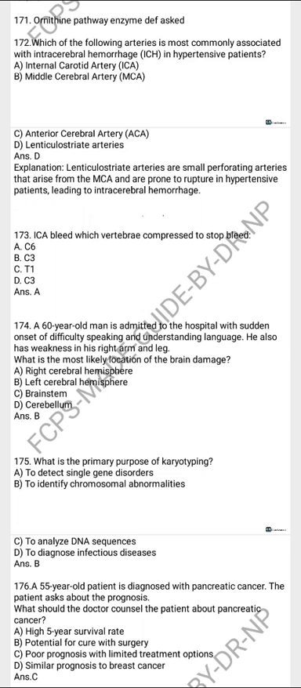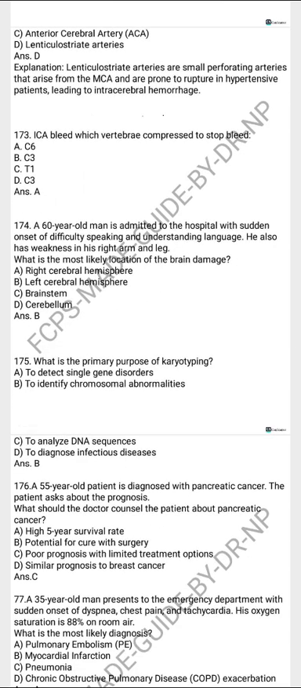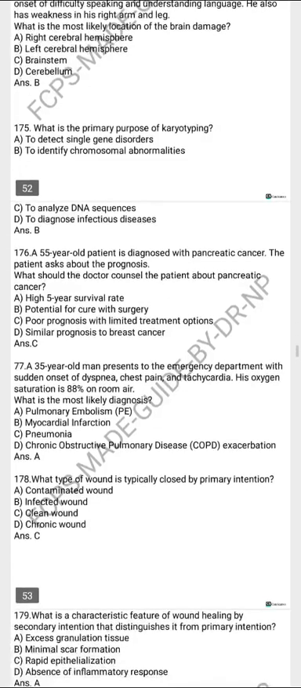I see a bleed. Which vertebra is compressed to stop the bleed? A 60-year-old man is in the hospital with sudden onset of difficulty speaking and understanding language. He also has weakness on the right side. What is the most likely location of the brain damage? Left cerebral hemisphere. What is the primary purpose of karyotyping? That is to identify chromosome abnormalities.